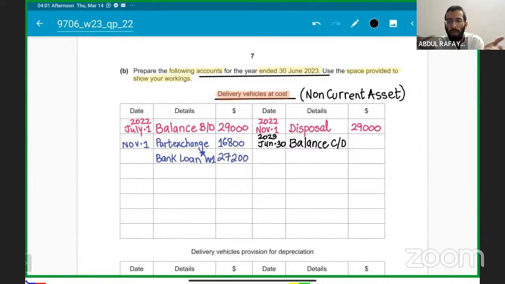अब वो डिस्पोज हो गई. हमारे पास कौन सी व्हीकल अवेलेबल है? दो ही व्हीकल्स हैं टोटल. सर 44,000 वाली व्हीकल अवेलेबल है. सो बैलेंस कैरी डाउन विल बी 44,000 बिकॉज दिस इज अ कॉस्ट अकाउंट. अंडरस्टैंडिंग? बिकॉज देयर इज अ कॉस्ट अकाउंट.